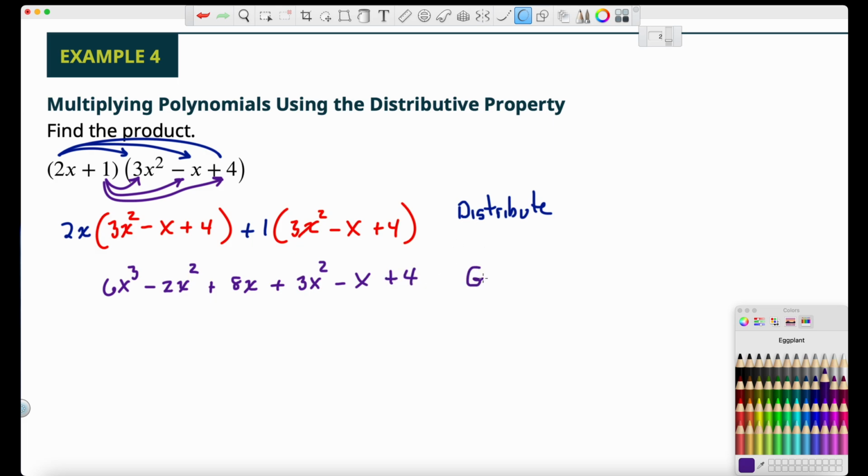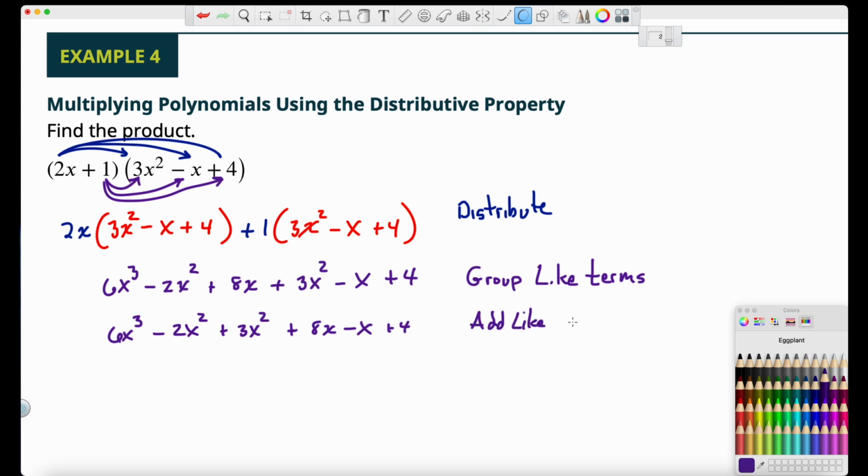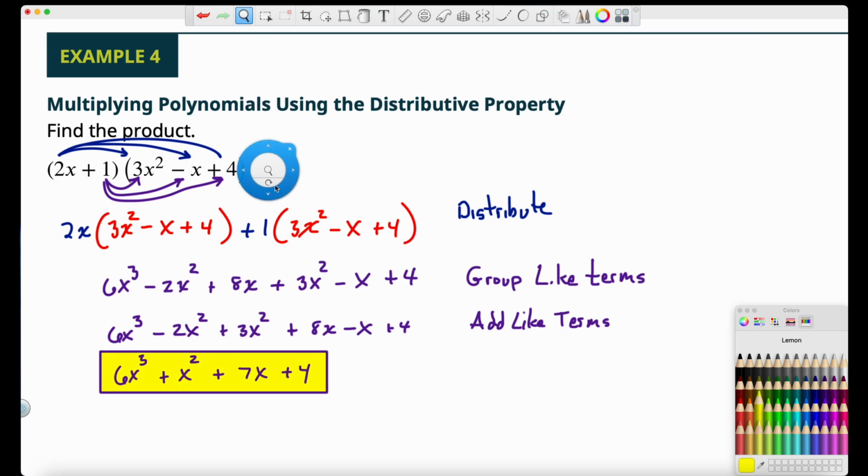That's all set. Now let's group our like terms together. I've got two x squared terms. I've got two x terms, and I only have one constant. That's 4. Okay, now we can add them up. 6x cubed plus x squared plus 7x plus 4. Box it in and we're done. And that was example 4.